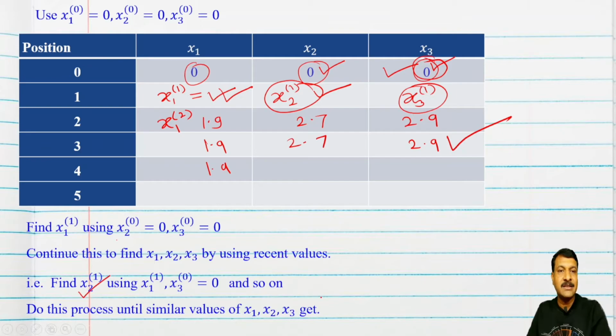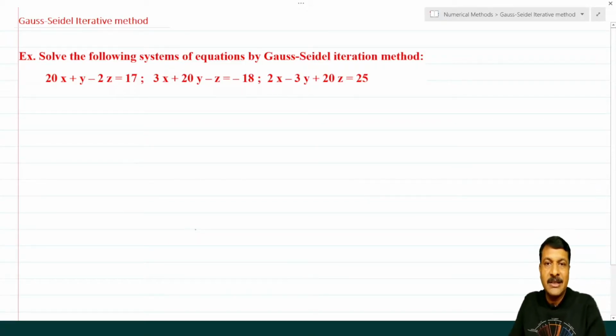So let's consider one example on this. Let's consider the first example. Solve the following system of equations by the Gauss-Seidel iteration method. 20x plus y minus 2z equal to 17, 3x plus 20y minus z equal to minus 18, and 2x minus 3y plus 20z equal to 25.